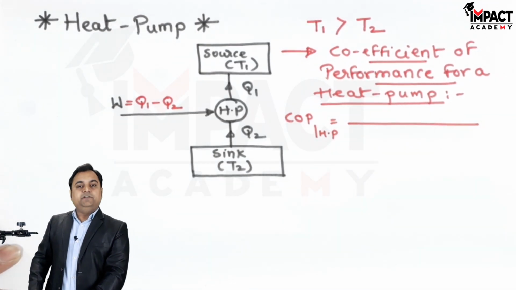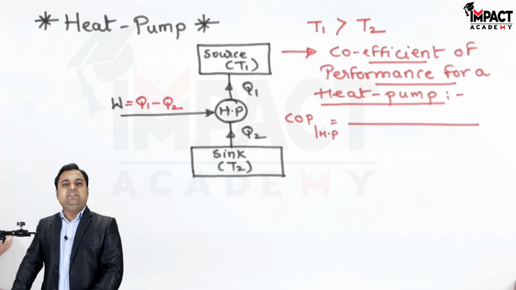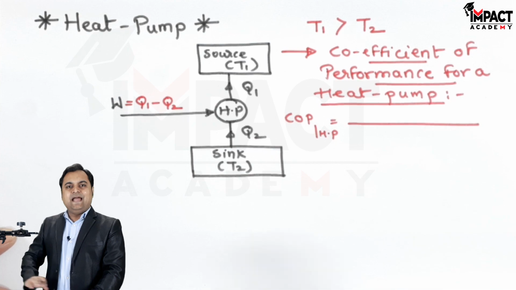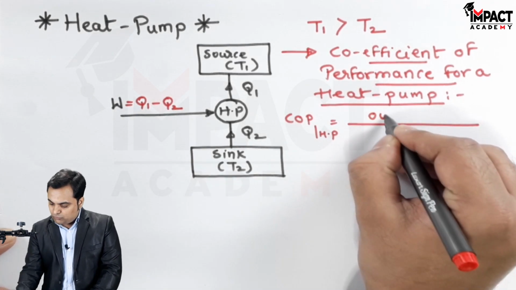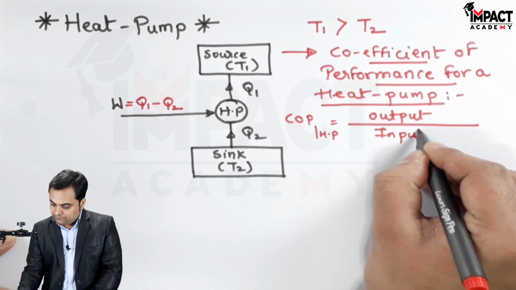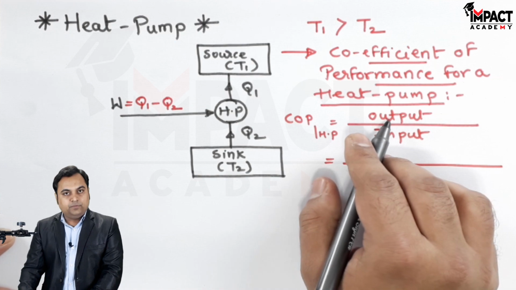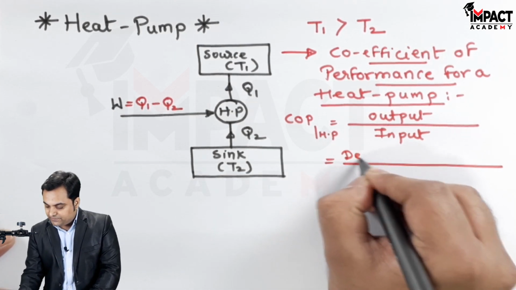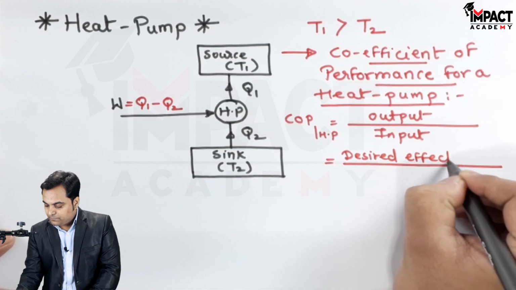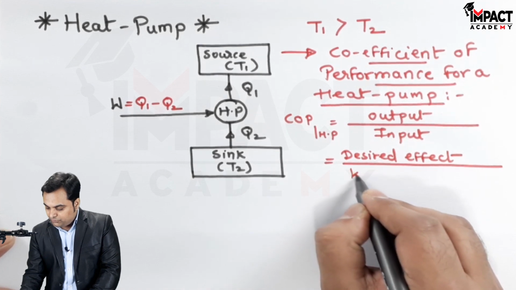The COP of the heat pump. COP is a term which is similar to efficiency, but efficiency is in the form of percentage, whereas COP is in the form of a number, and basically when we write it, it is output upon input. The output from the heat pump is the desired effect, and the input is the work input.